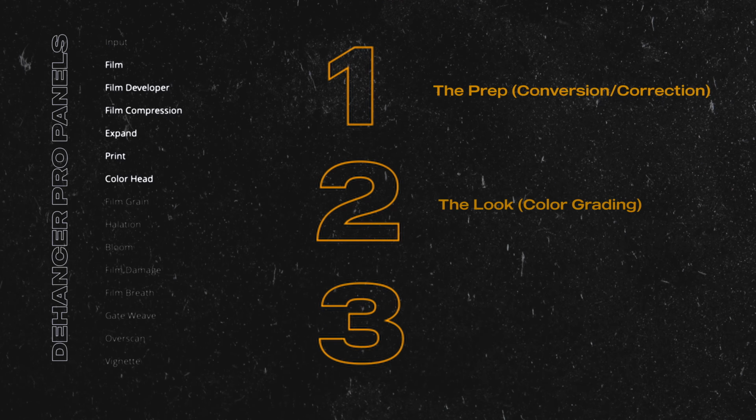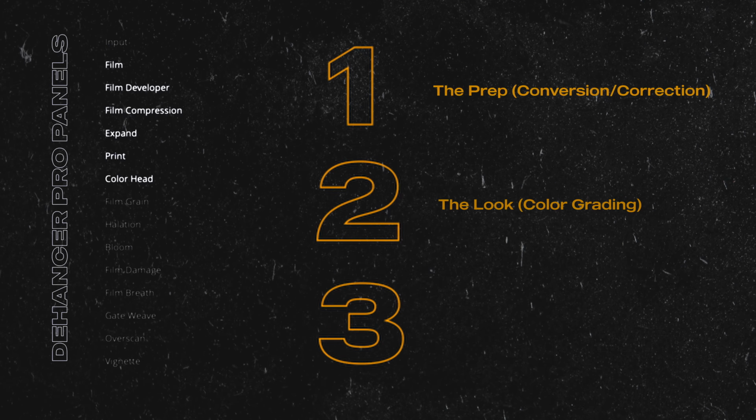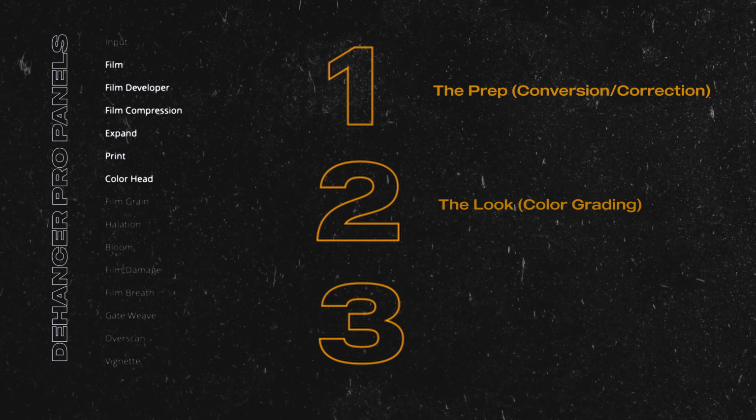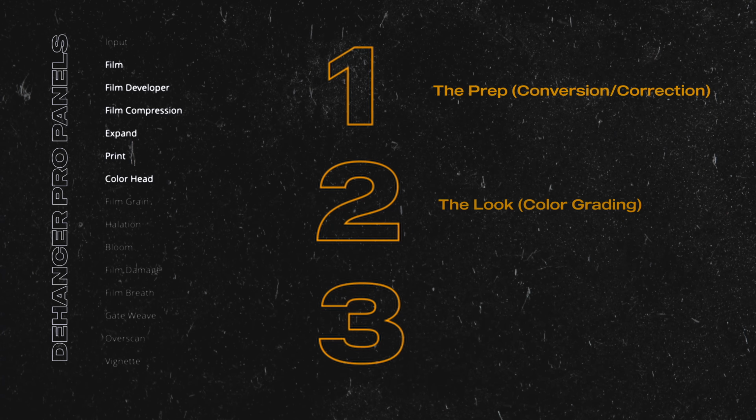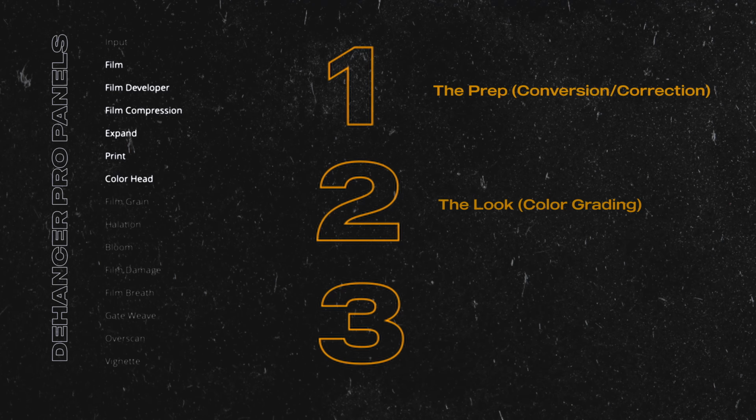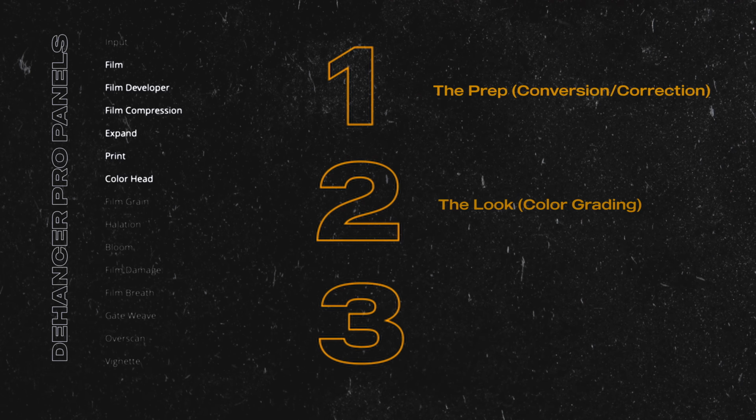Next is the look. This is the color grading part. Here is where I choose a film stock, tweak the film developer and film compression panels, and start shaping the mood. This is where your footage really starts to look like film. The contrast, the colors, it happens all here.